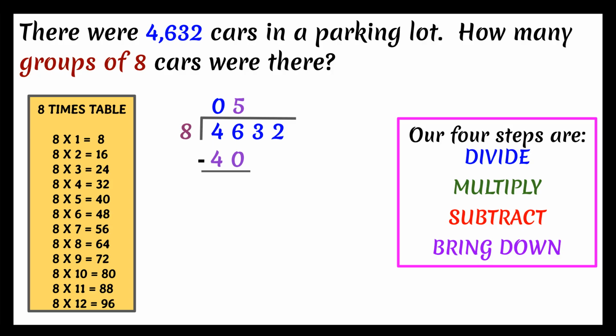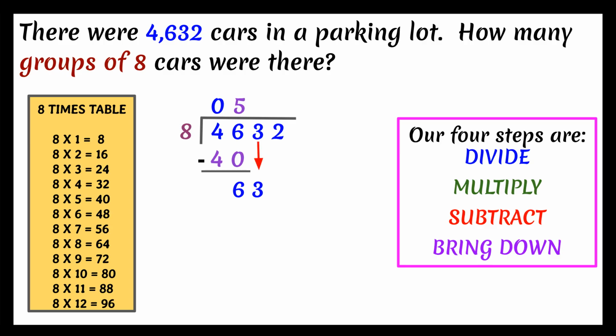Next, we multiply 8 by 5, which gives us 40, and place its product under 46. Now we move to step 3, which is to subtract. Subtracting 40 from 46 gives us 6. Remember to keep your numbers lined up at all times to prevent errors and keep your work neat.